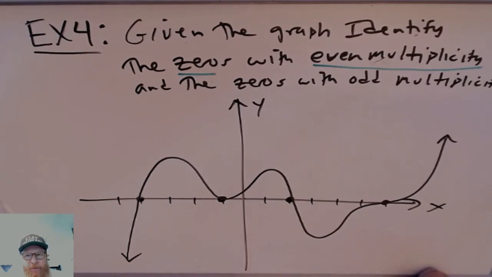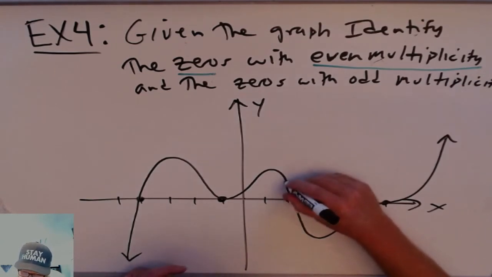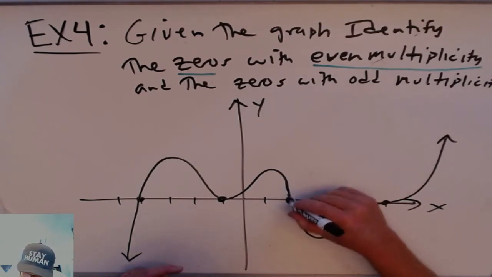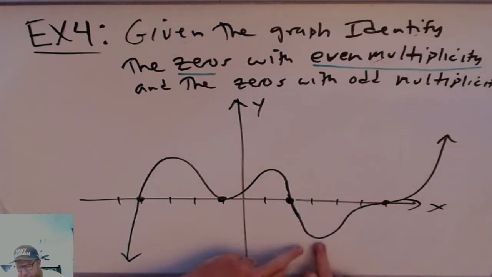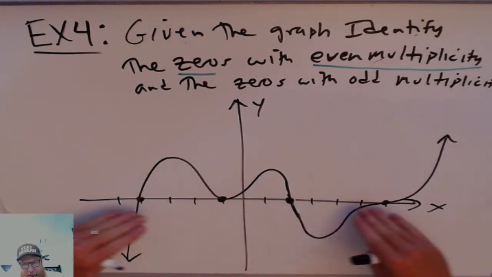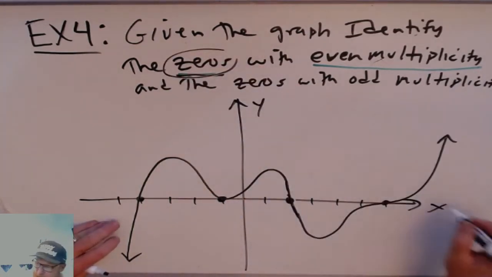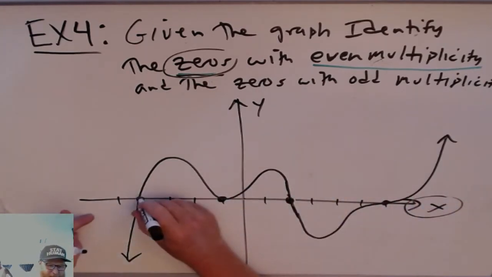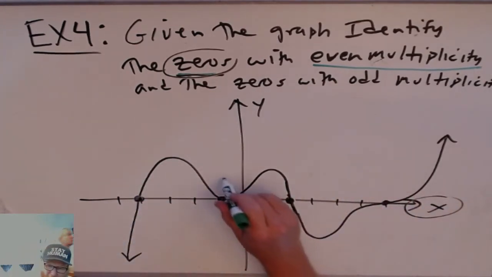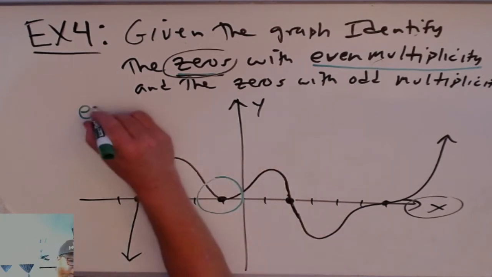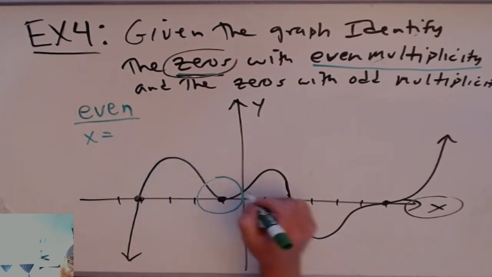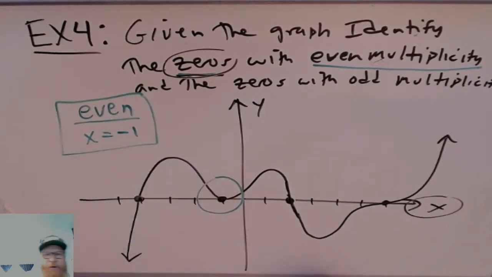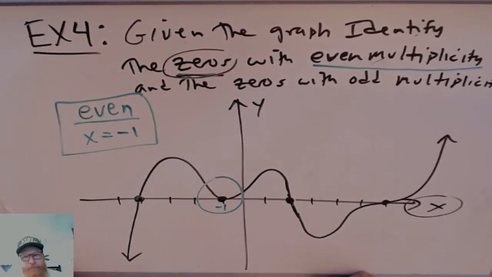So which ones are even? The only ones that are even are the ones that look like parabolas or U-shaped. Now again, don't bother looking off the x-axis. When we're talking about zeros, we're talking about the x-axis only. So this is your neighborhood. Don't look outside the neighborhood. So you only have one zero with even multiplicity: x equals -1. That's the only one that's even. The rest of these are all odd.